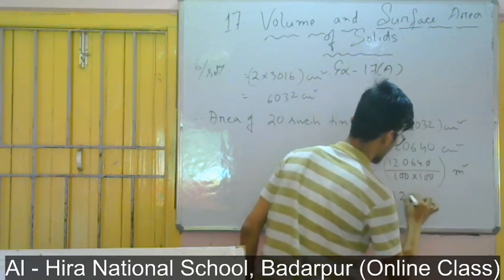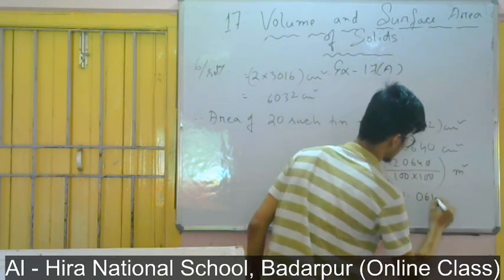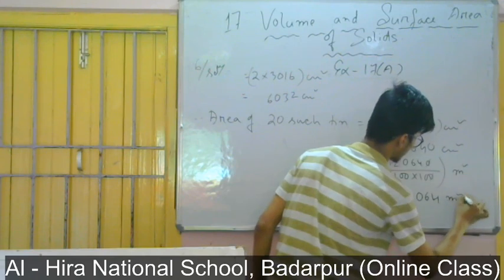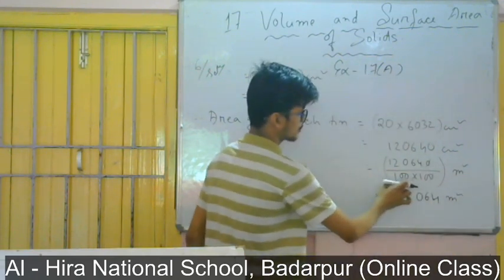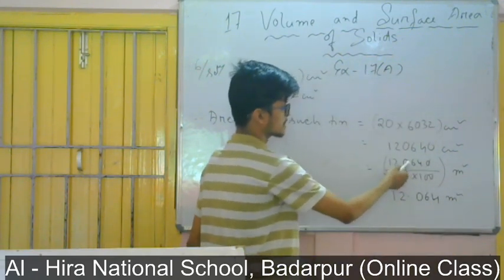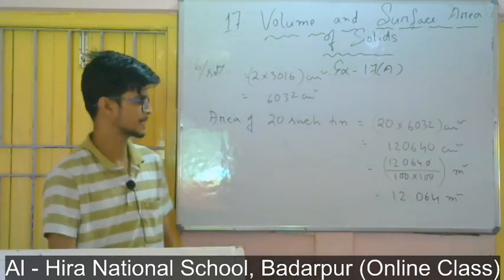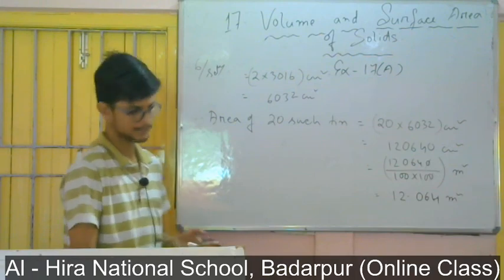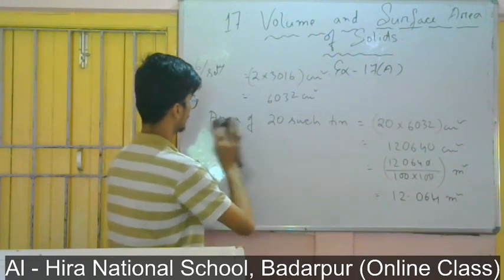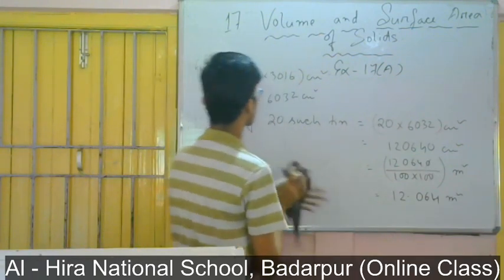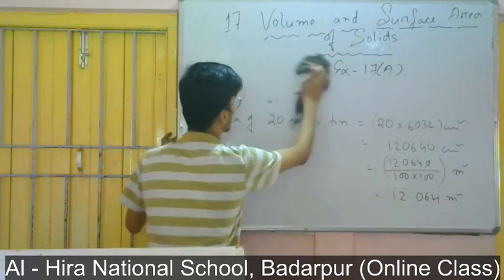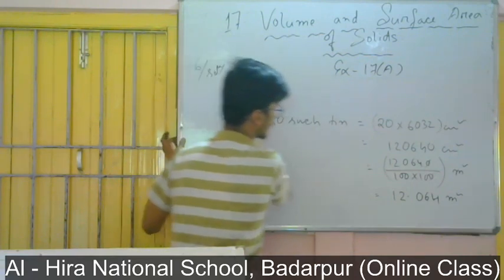So it will be 12.064 meter square. Before 3 places the decimal will be there. So 12.064 meter square. Now we can easily calculate. So there we have got the area of 20 such tins. Now I can calculate how much cost, how much amount will be required.